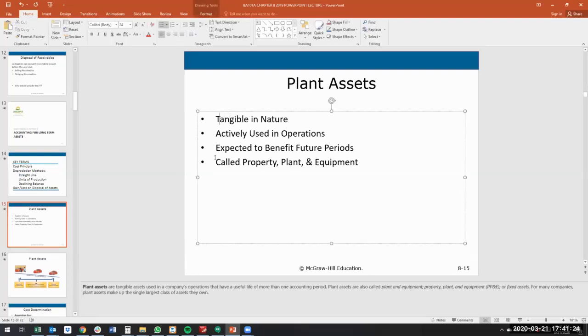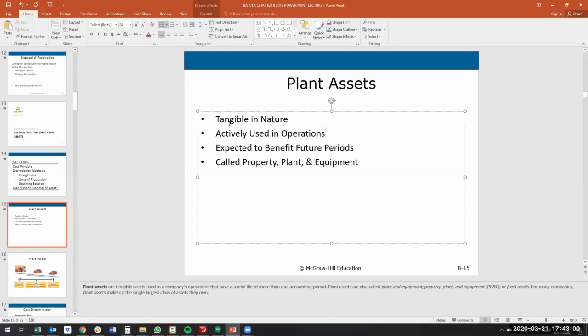So tangible asset, right? Tangible in nature. Why does it have to be tangible in nature? If we're talking about something like software, or if someone owns something intangible like a license or intellectual property, that's not going to be considered plant, property, and equipment. That's going to have different accounting recognition, actually quite complex accounting recognition principles that we're not going to go into in this class. We're just going to talk about tangible in nature and then briefly cover intangibles later.